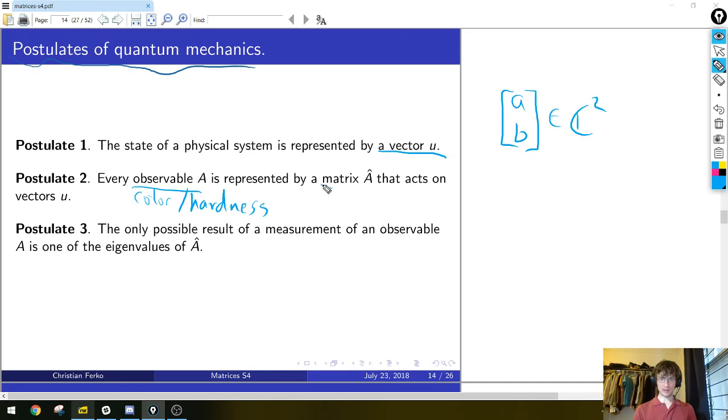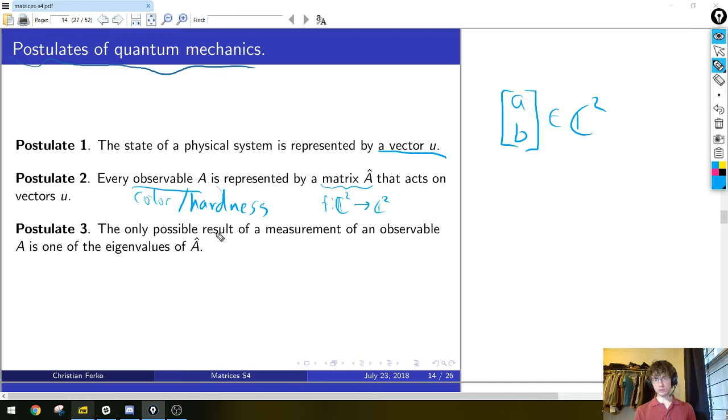So everything you can measure, like color, is represented by a matrix. And as I've emphasized again and again, you should not think of a matrix as an array of numbers. You should think of it as a function. A matrix is a function from vectors to vectors, here C2 to C2. So a matrix takes in complex vectors and spits out complex vectors. That's postulate 2.